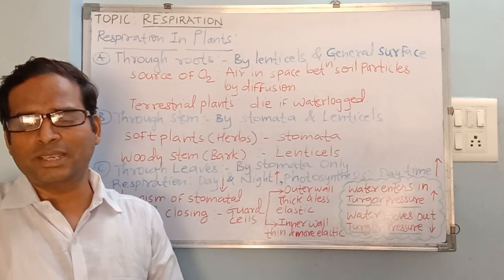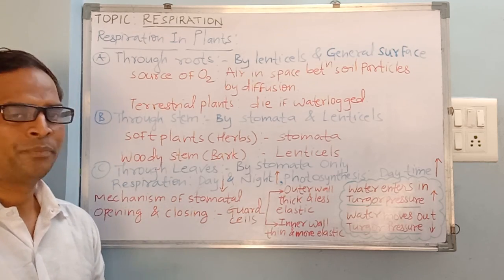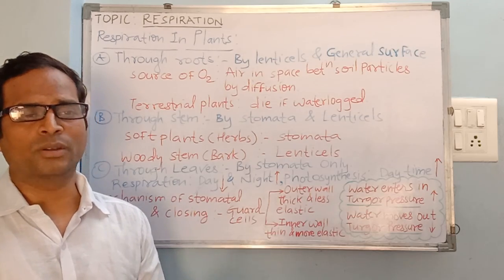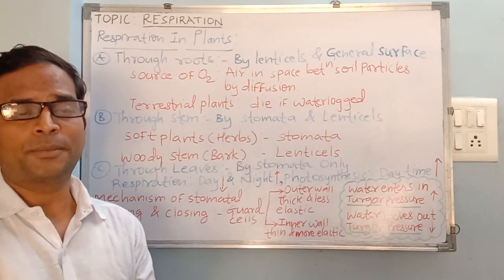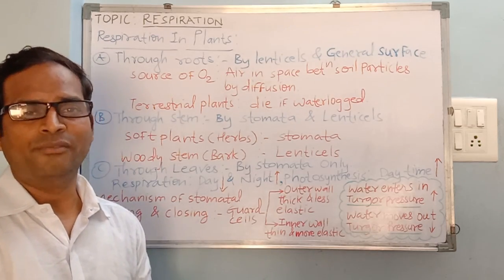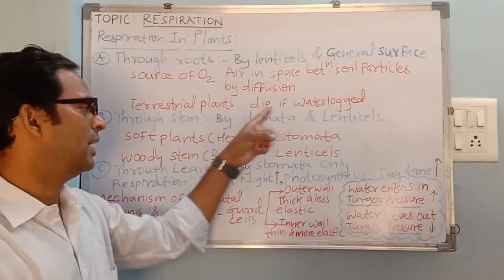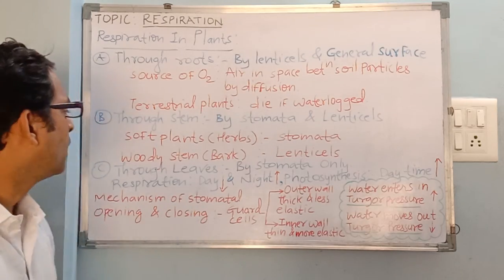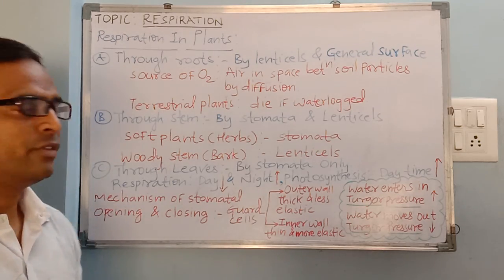Now why is that so? Because the oxygen will come out from these air spaces and will not be available to these terrestrial plants, and when oxygen will not be available, these terrestrial plants will respire anaerobically. They will produce ethyl alcohol, and that will be harmful, lethal for these plants, and they will die. Remember this. It could be your question. Now likewise, we studied that roots are an organ of respiration.